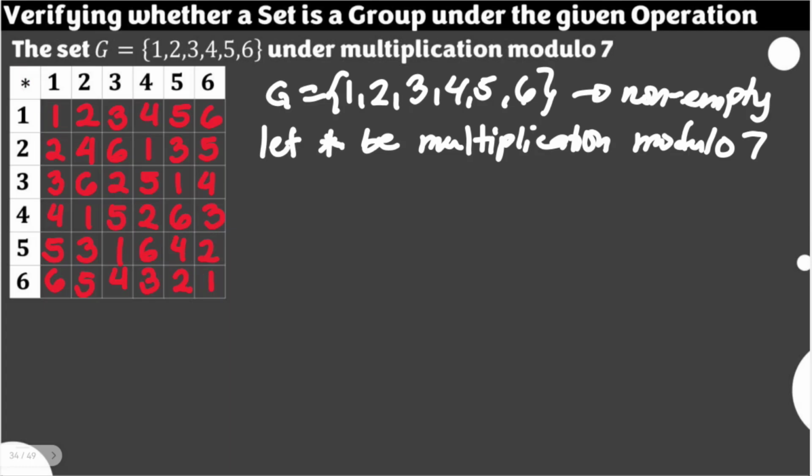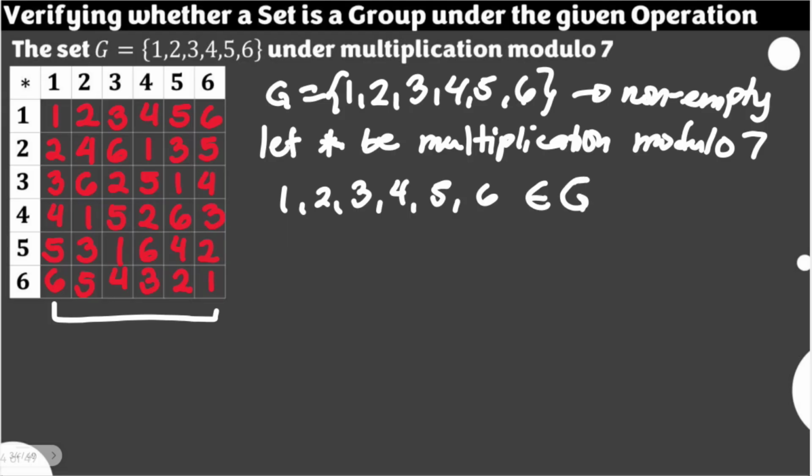Now, the purpose of the scaling table, as mentioned, is to identify the closure property. And as you can see, all the results here are just elements 1, 2, 3, 4, 5, and 6 rearranged depending on the result. So we have here 1, 2, 3, 4, 5, and 6 are all elements of G. Then we can say that G is closed under the operation star.